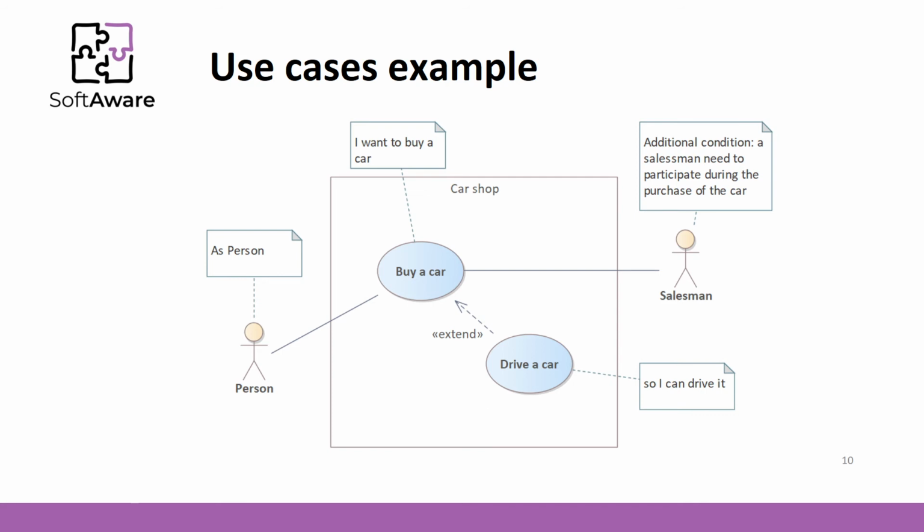The relationships are shown as connections between use cases. Here, the extend pointer shows that a person can buy a car but not necessarily drive it. While the person-car and salesman-car connection shows that for a person to buy a car, there also must be a salesman.